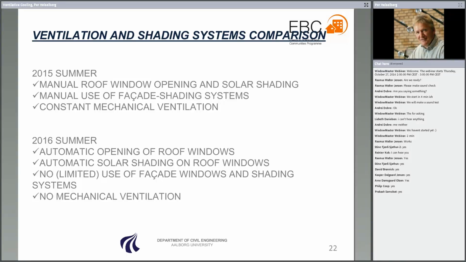One was 2015, where the ventilation was done by a constant mechanical ventilation for the building, and then manual use of roof windows and solar shading as the users find best. And then in the summer of 2016, the mechanical ventilation system was shut down, and instead an automatic opening system for the windows and an automatic system for the solar shading on the windows was introduced.